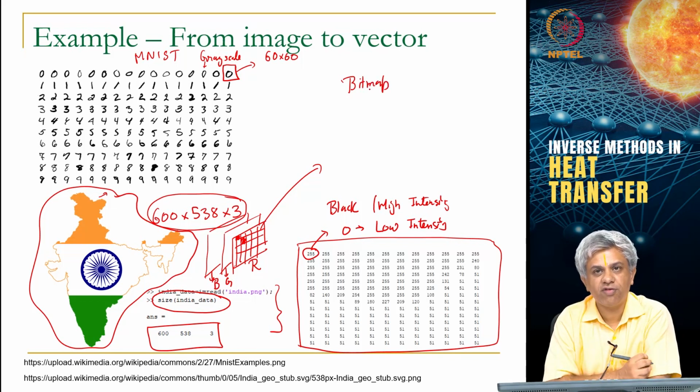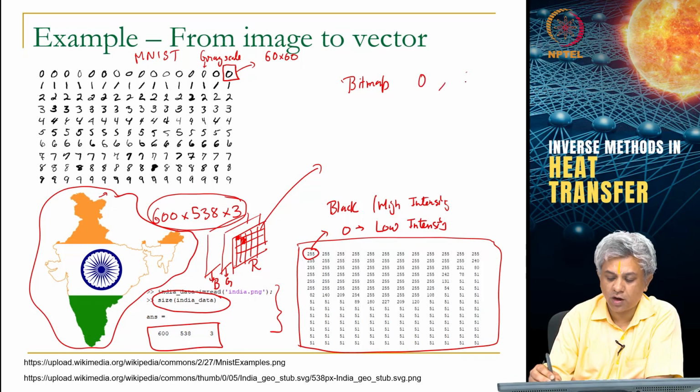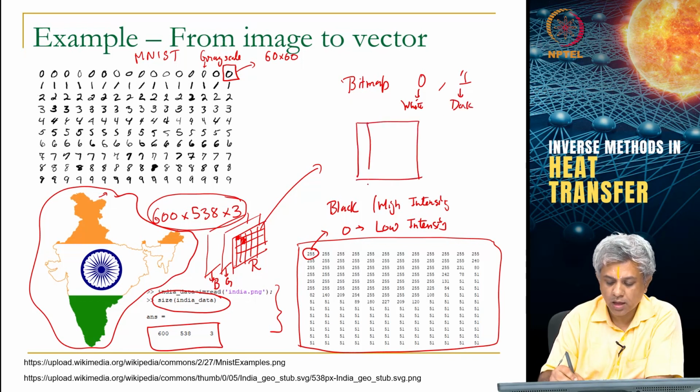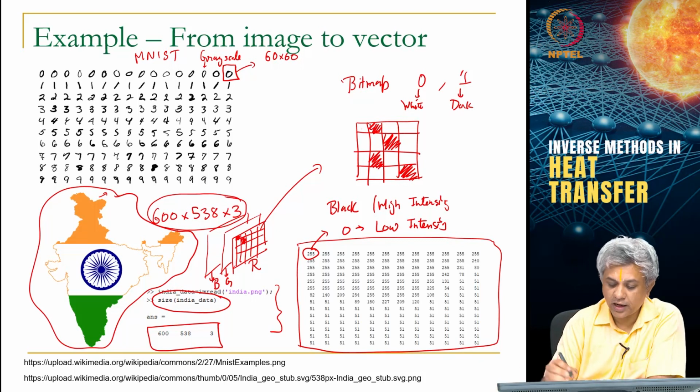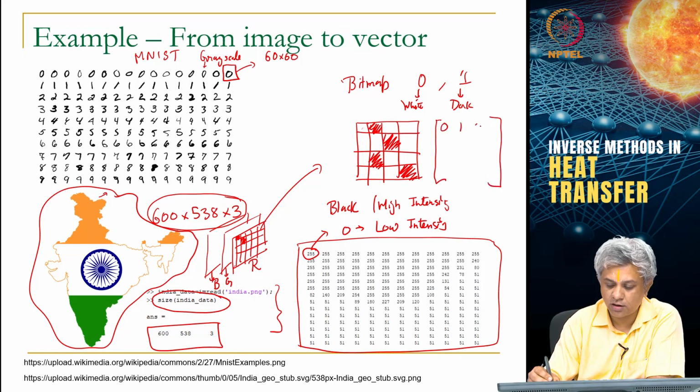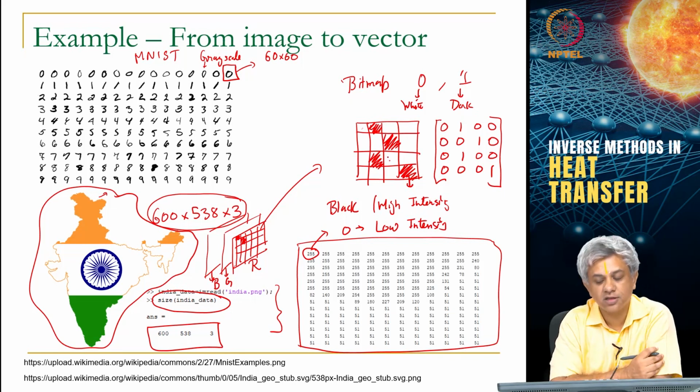Instead of 0 and 255, if I simply have 2 values, 0 and 1, and let us say 0 means white and 1 means dark, if I have a 4 cross 4 image, then something of this sort, we will take an example of this again next week. You can now store this as numbers. So what will this number be? This will simply be an array which will say 0 1 0 0 0 0 1 0 0 1 0 0 0 0 0 1. So black is 1 and white is 0 in the representation I have chosen.